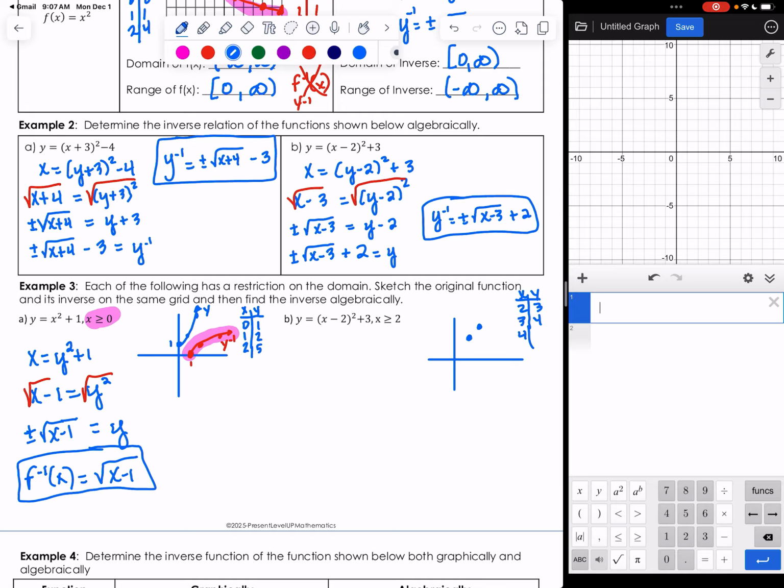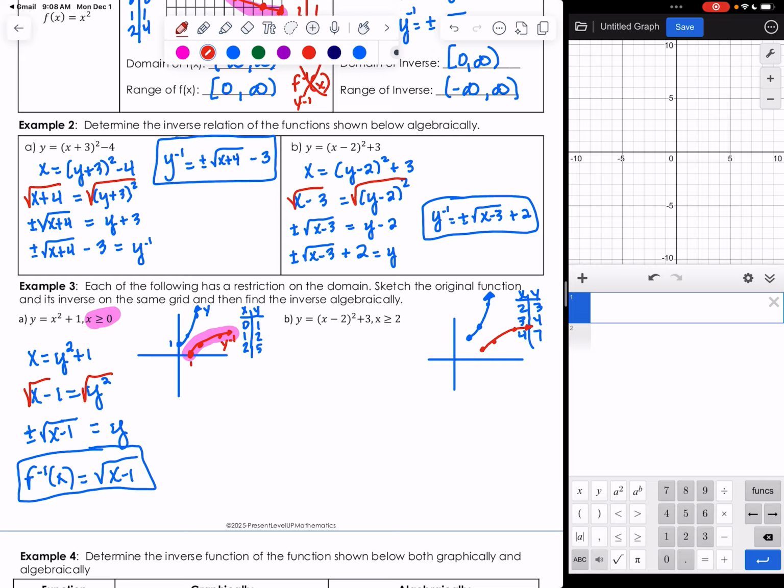And we'll try 4 now. 4 minus 2 is 2. 2 squared is 4. 4 plus 3 is 7. So 4, 7. So something like this. So here is our half of a parabola. X minus 2 squared plus 3, where x is greater than or equal to 2. So if I were to sketch the inverse here, I would have a dot at 3, 2, 4, 3, and 7, 4. So it's going to look something like this. So again, we're only going to want the positive branch.